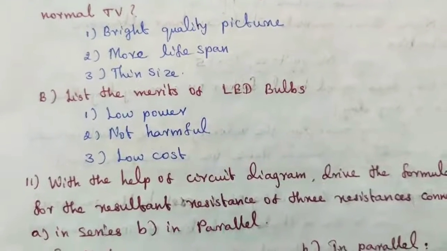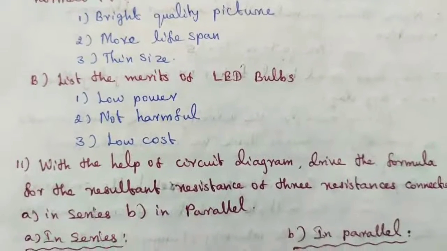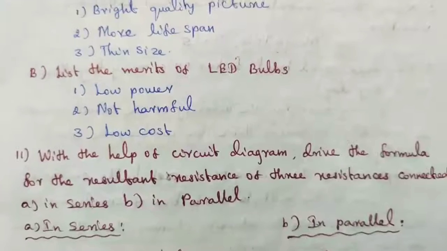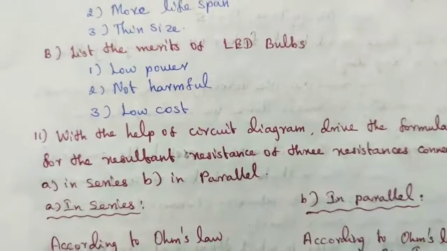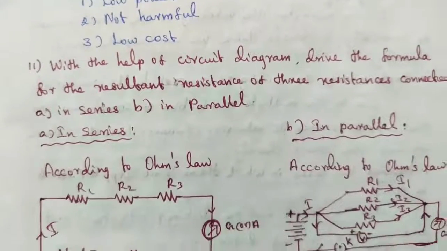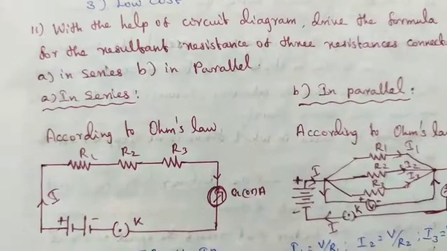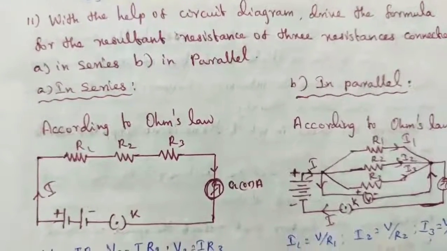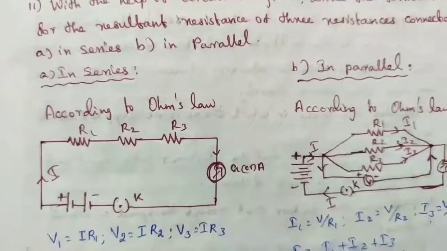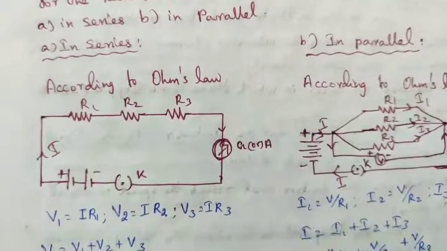With the help of a circuit diagram, derive the formula for the resultant resistance of three resistances connected in series and in parallel. See, in series and parallel, according to Ohm's law, the same. In series combination, current is the same, but in parallel combination, current is different. In series, voltage is different, but in parallel combination, voltage is the same. See the formula.